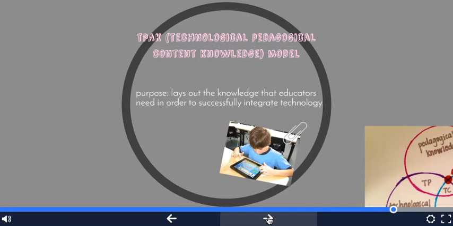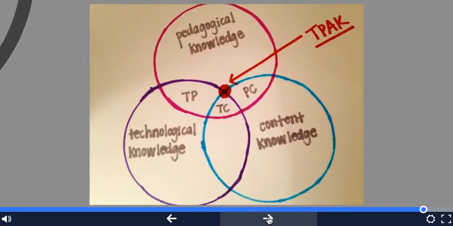So TPACK is our 5th framework. It stands for Technological Pedagogical Content Knowledge Model. The purpose is that this framework lays out the knowledge that educators need in order to successfully integrate technology into their teaching. It combines 3 knowledge areas: technological knowledge, content knowledge, and pedagogical knowledge. And this framework looks at how this trio works together to increase student motivation and make the content more accessible to students. So this is what it looks like.